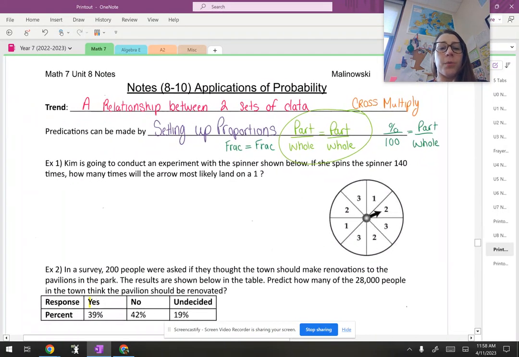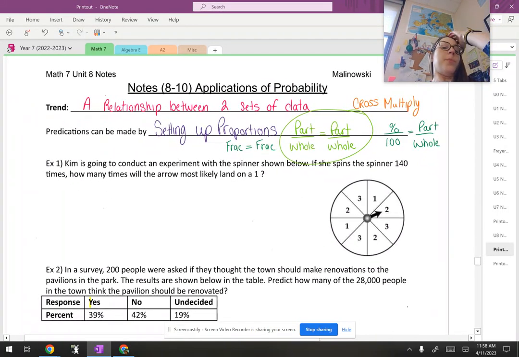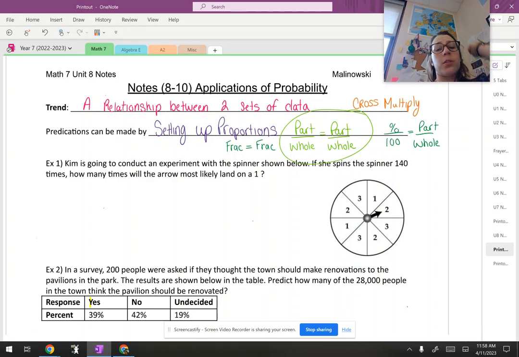All right, so example number 1. Kim is going to conduct an experiment with the spinner shown below. If she spins the spinner 140 times, how many times will the arrow most likely land on a 1? So again, we're making a prediction.